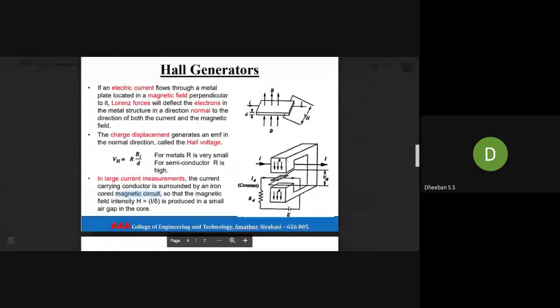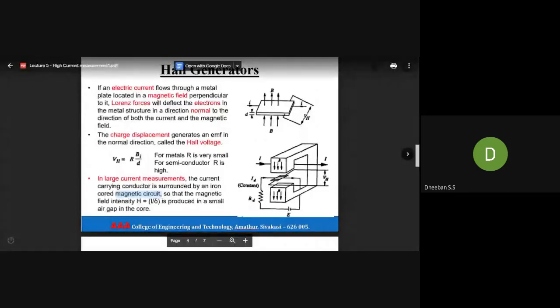Okay, and at the same time, this iron core will be subjected to the electric field also. The current will be flowing through the magnetic core also. So the magnetic field density H is equal to I by L. This magnetic field is produced in a small air gap in the core. This is your metal plate which is kept between this magnetic core.